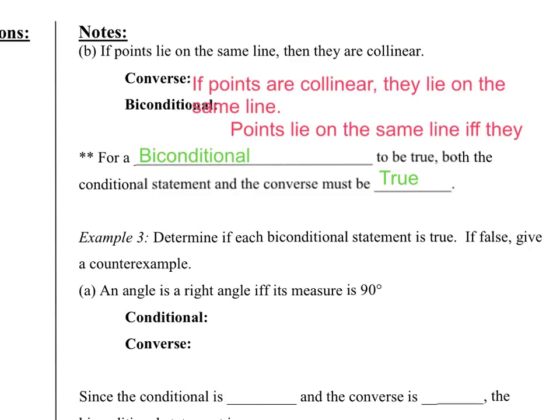And because biconditionals truly work forward or backward, you can really write them forward or backwards. Points are collinear if and only if they lie on the same line. Either one of those answers would have been perfectly acceptable.